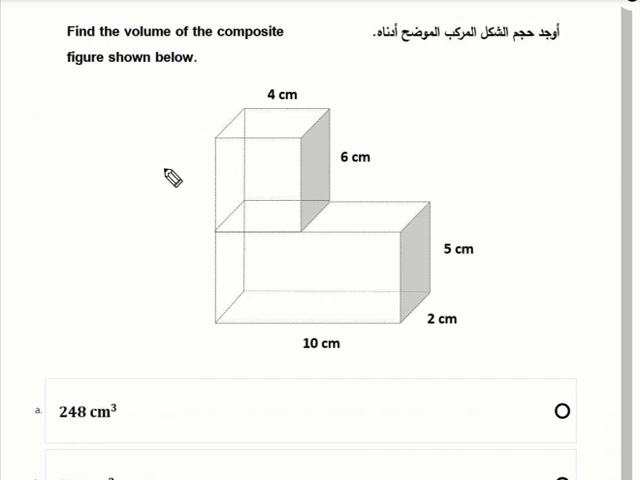Find the volume of the composite figure. Now you see, volume means it is just two rectangular prisms, the first one and the second bigger rectangular prism.